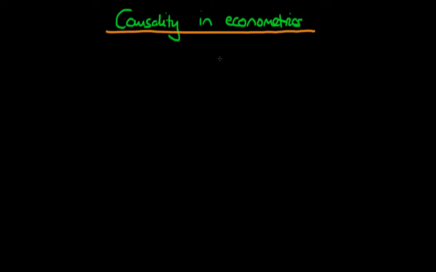In these next few videos, I'm going to be talking about the concept of causality in econometrics. Specifically, I'm going to be talking about the Rubin causal model, which is named after a guy, Rubin, who originally came up with the idea. The idea here is that we are interested in whether an event X causes an event Y to happen.